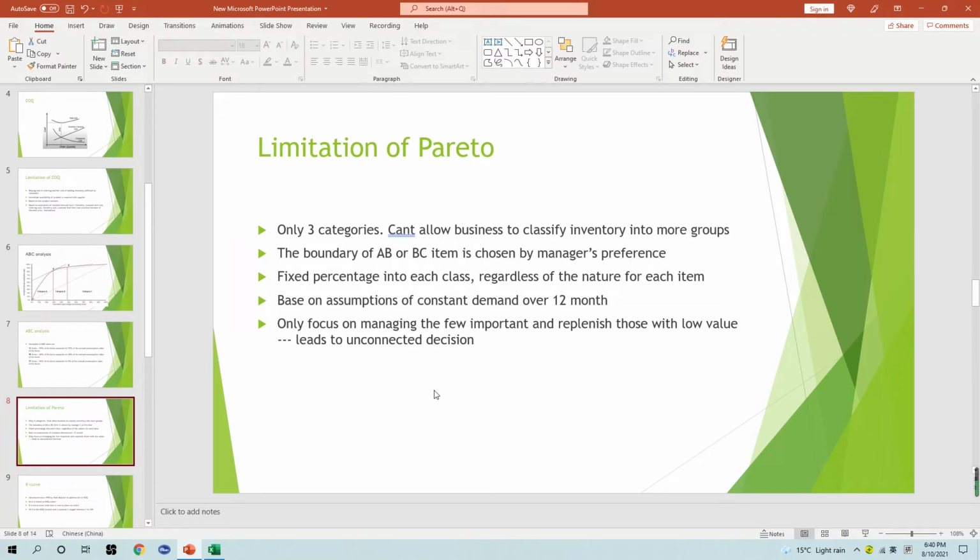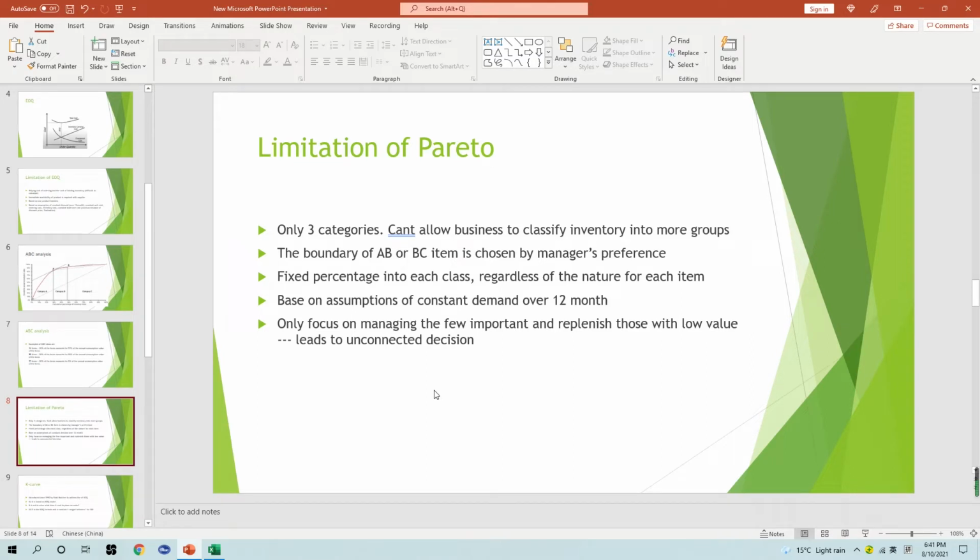So again, it's not ideal. And then the fixed percentage into each class, regardless of the nature of each item. Moving on, there will be, based on the assumption of constant demand over 12 months, just like the EOQ, some flaws. And this only focuses on managing the few important and replenishing those with low value, which leads to unconnected decisions.